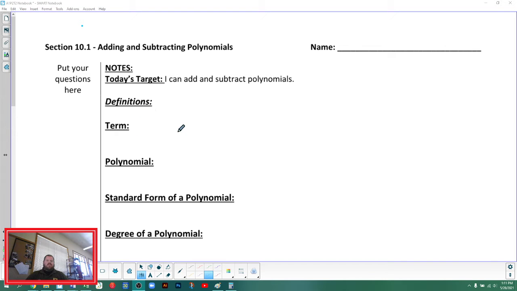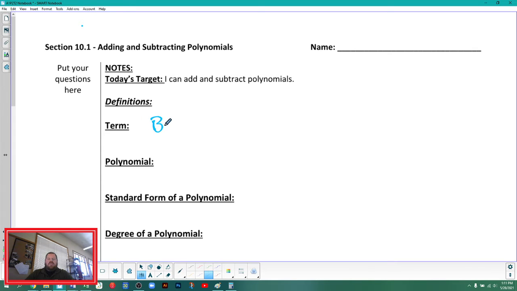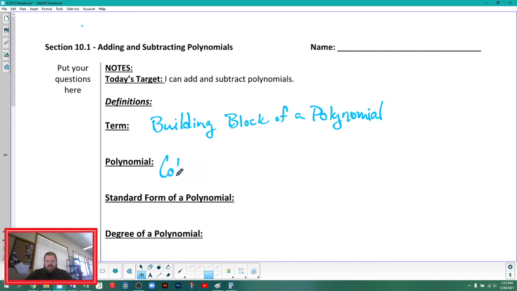We've got a couple definitions that are going to get us on our way as we work through this. The first one is a term, and we're going to think of this as kind of wrong for definitions, but a term is a building block of a polynomial. So it's not too good to have a word that you're going to define as part of your definition. But I'm going to summarize the two definitions together, because a polynomial is just a collection of terms.